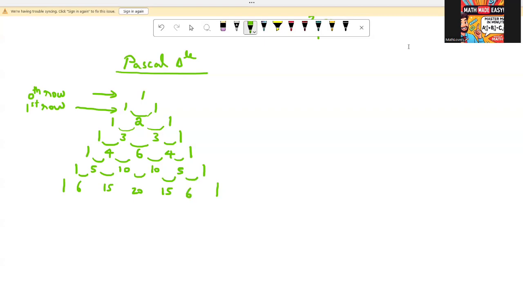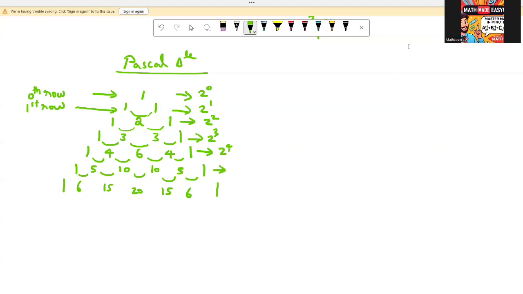Now you identify that in every row, the elements add up to powers of 2. In the zeroth row, the value is 1, which is 2 power 0. If you add 1 plus 1, you get 2, which is 2 power 1. Adding 1 plus 2 plus 1 gives 4, which is 2 square. 1 plus 3 plus 3 plus 1 becomes 8, which is 2 cube. And this becomes 16, which is 2 power 4, and so on.